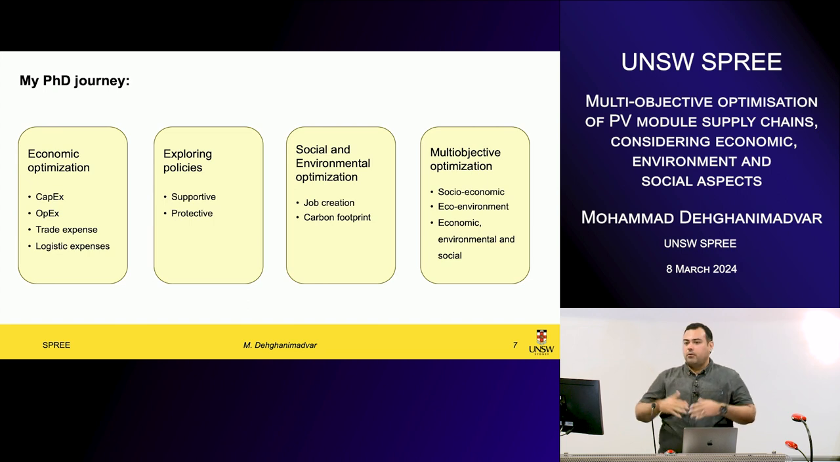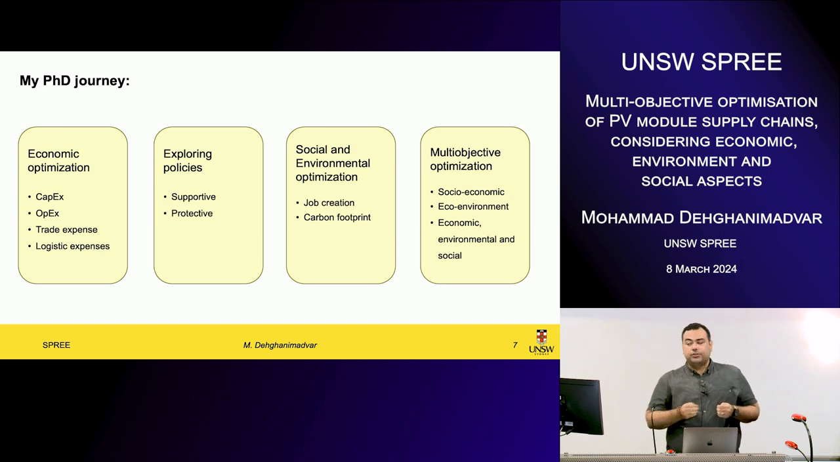Imagine you're going to answer 4 gigawatt demand in Australia. Should we go with one big gigafactory and create jobs, or should we have separate centers and create more jobs? What are the trade-offs between creating jobs and minimizing the cost? And then what about environmental impact?